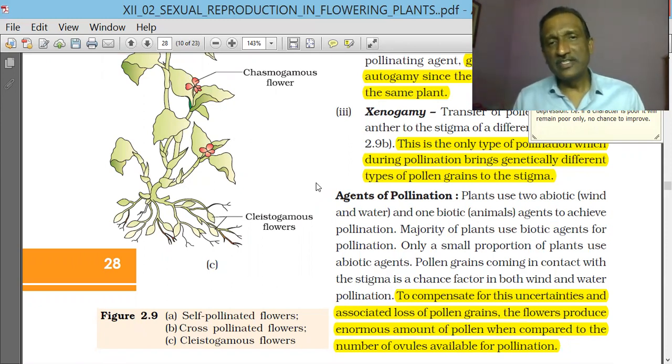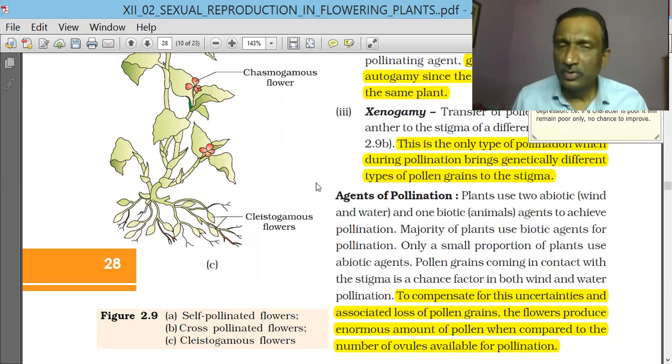Now, what type of agents are required? The agents will depend on the type of flower. There are two types of agents, abiotic and biotic. Abiotic agents are non-living agents, which are of two types, either water or wind. We'll study about that a little later. The second type are the biotic agents. Biotic agents can be insects, birds, animals, rodents, and they can be large animals or bats even. So there are different types of biotic agents which can carry out pollination.